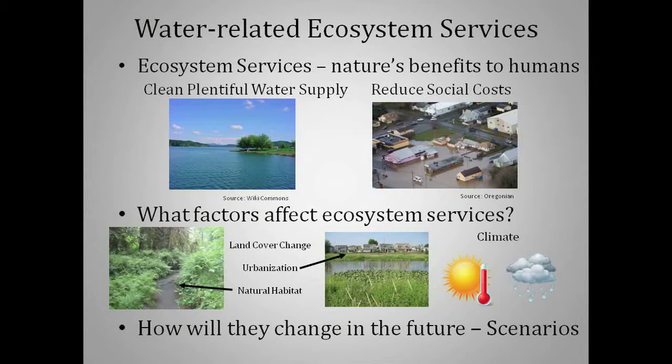Ecosystem services is defined as nature's benefits to humans, a very anthropomorphic idea, and in relation to water, we're talking about a clean, plentiful supply for now and for the future, and also what does nature do to reduce the social costs of things like flooding events, water quality issues, and so on.